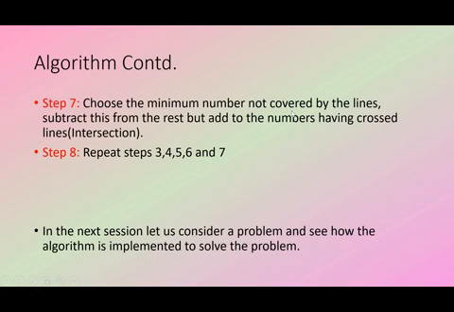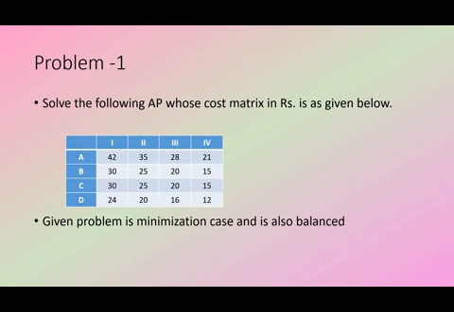Choose the minimum number from the uncovered elements. That is, we are supposed to choose the minimum uncovered element, subtract that from all the uncovered elements, and add it to the point of intersection. So this process will be repeated until we find the solution for the problem, right? Now we will have a look at the problem and see how this algorithm is implemented.